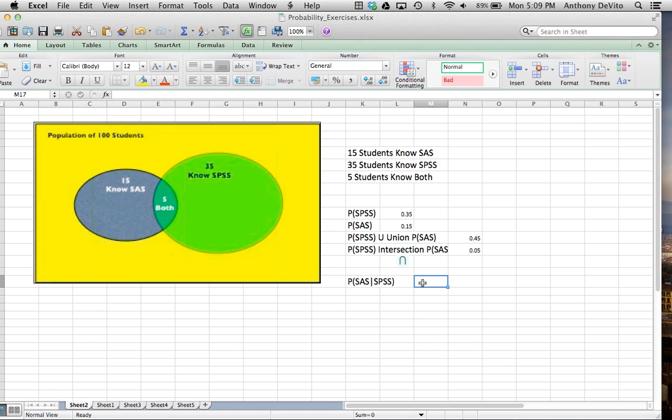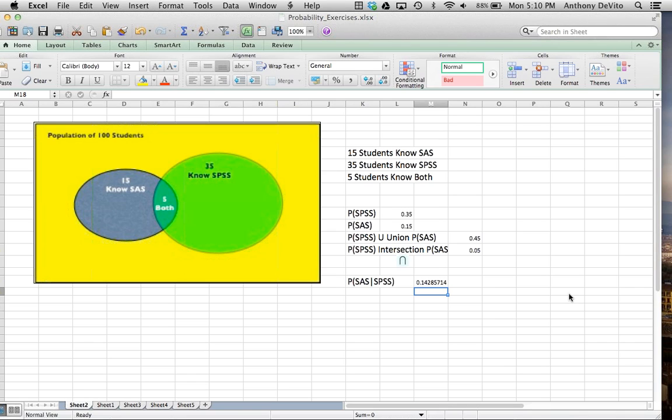Okay, so let's think about that. What's that going to be equal to? What's the probability of someone knowing SPSS? Well, there's 35 students that know SPSS, correct? So that's over 35. Now what's the probability that any of those 35 students would know SAS? Well, the way we see it here, 5 out of those 35 students would know SAS. So given that the student knows SPSS, the probability that they would know SAS also is going to be 5 over 35, or about 14%.